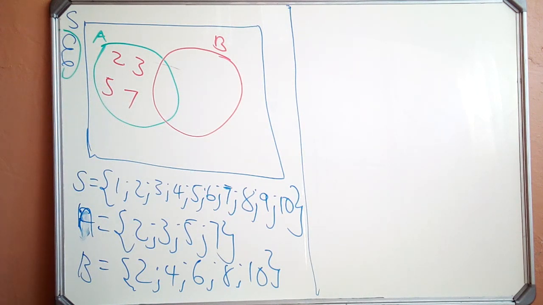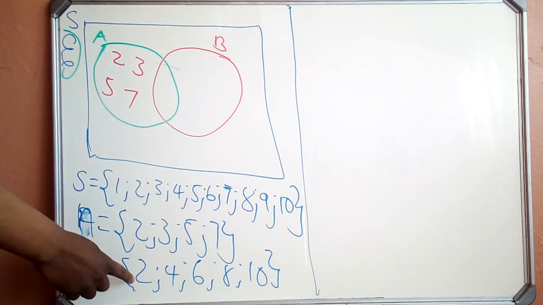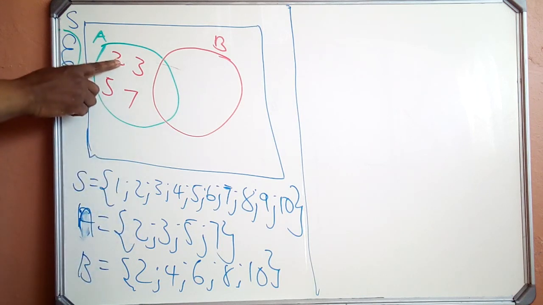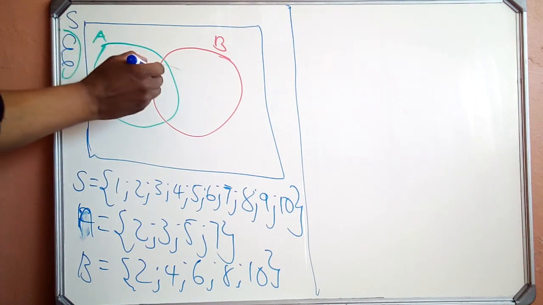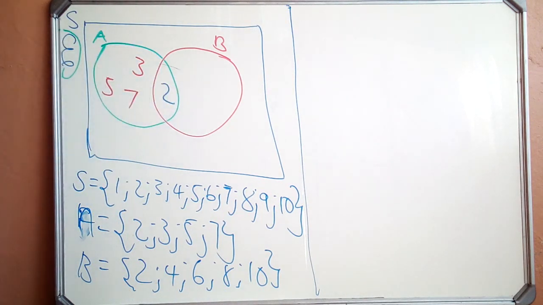But if you take note there, you will see that there is 2 again in B. So these 2 here automatically go right here in the center, because 2 is the intersection, which means it belongs to both A and B.